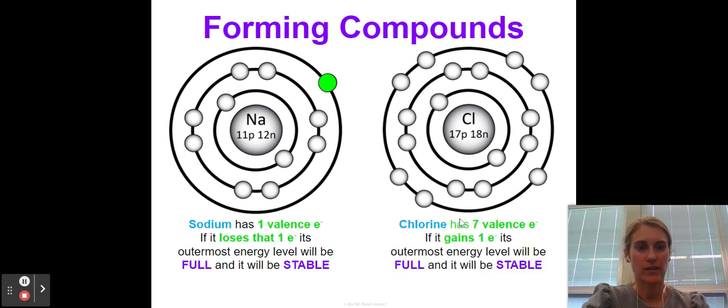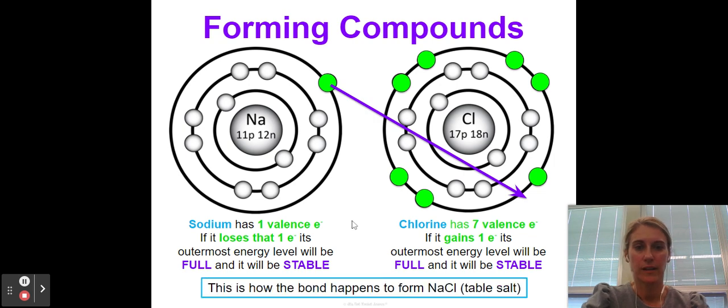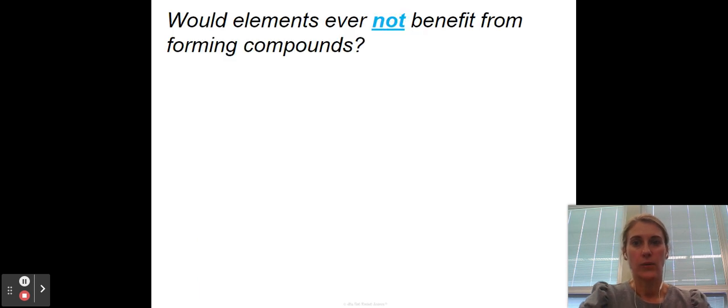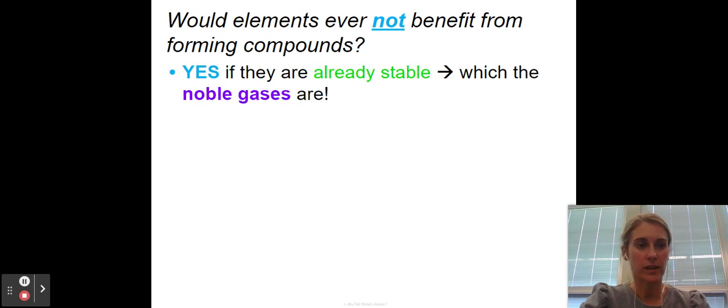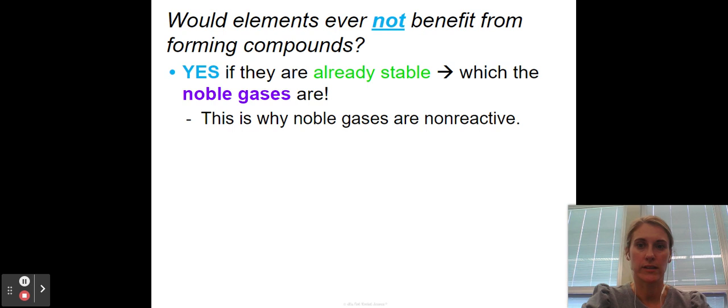So chlorine has 7, it wants to gain 1. And it would transfer it like that. So this is how the bond happens to form sodium chloride, which is table salt. Okay, would elements ever not benefit from forming compounds? Well, some are already stable. So the examples are noble gases, and that's because they have full outer shells, so they don't need to bond. And this would make them very non-reactive.